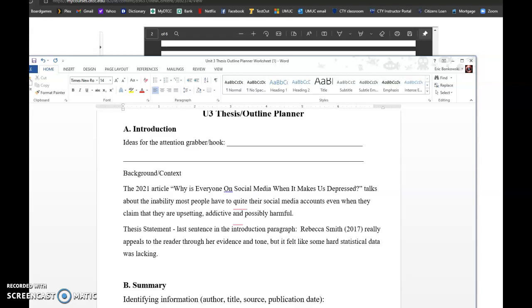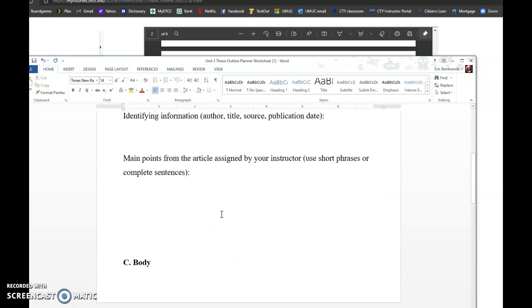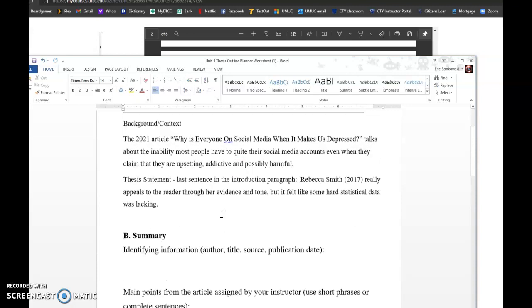Rebecca Smith really appeals to the reader through her evidence and tone, but it felt like some hard statistical data was lacking from this article. And that's the kind of thesis statement that I've created from all of these different summary points. So hopefully that gives you a better idea of what I'm looking for from the paper itself and from the thesis statement as well, which means the conclusion also, because the conclusion is going to be a restatement of the thesis.